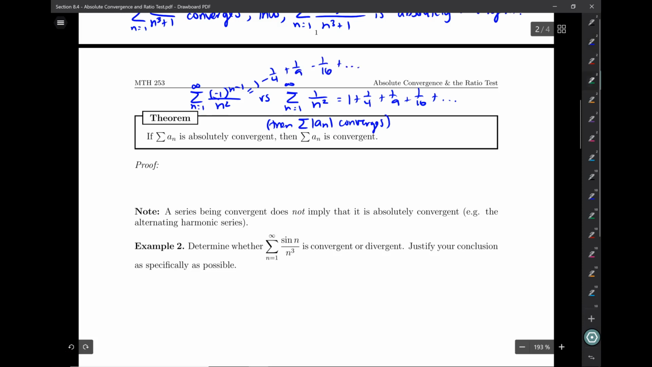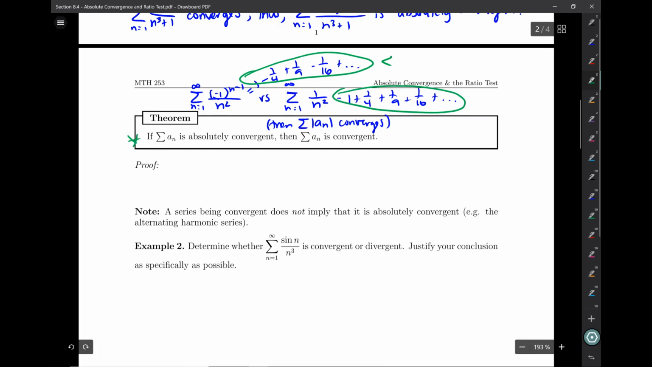So it's pretty clear that this is going to be smaller than this, right? If you look at all the positive terms added together and it converges, then the alternating one is definitely going to converge because you're actually going to end up with a smaller sum in the end. So that's basically what this theorem is saying.